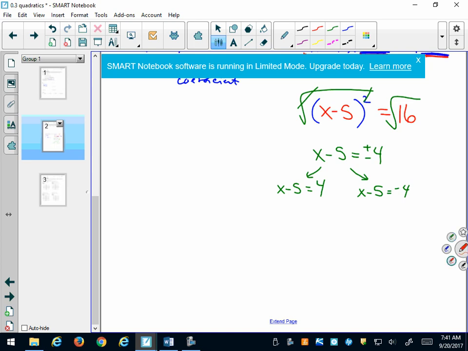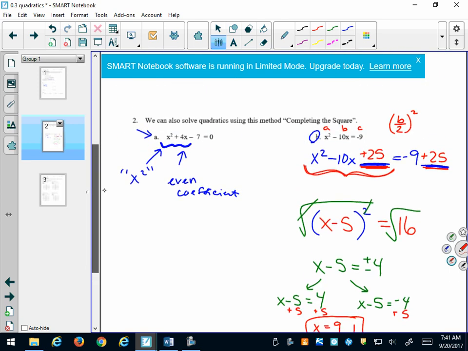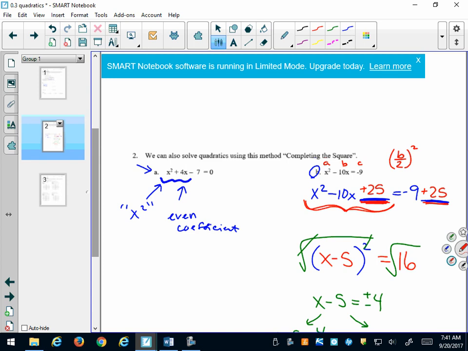You want to add 5 to both sides in both cases, and here we get 9, and here we get 1. Now, if this turned out to be two whole numbers, then this was factorable to begin with. So we could have factored it. But if the test says solve this by completing the square, you're going to need to know how to solve by completing the square. Okay?